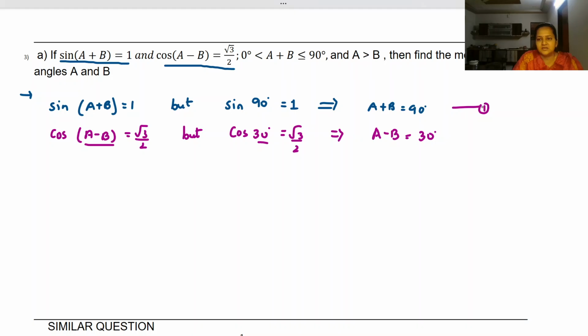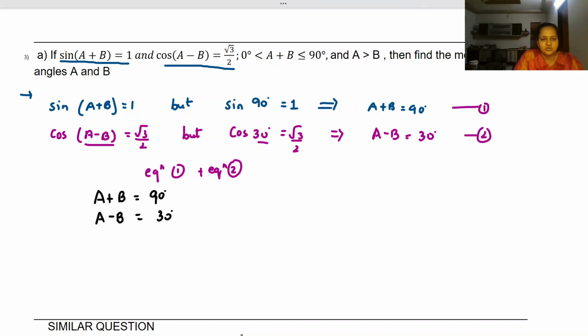Now this is nothing but linear equation in two variables. I'll write here equation 1 plus equation 2. I add them. So what are we going to get on addition? We have a plus b is 90. A minus b is 30. If we add these two equations, see what are we going to get?